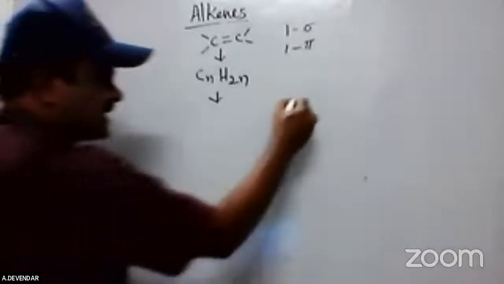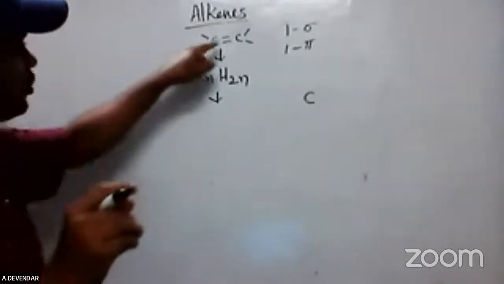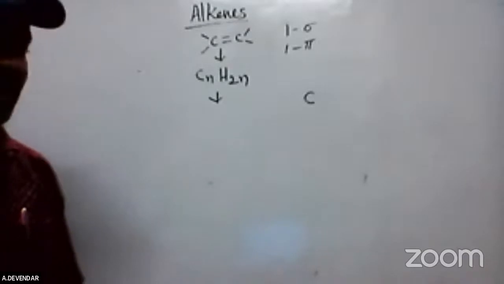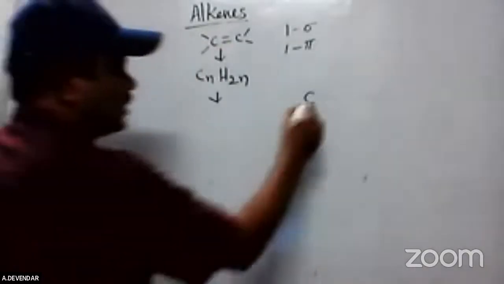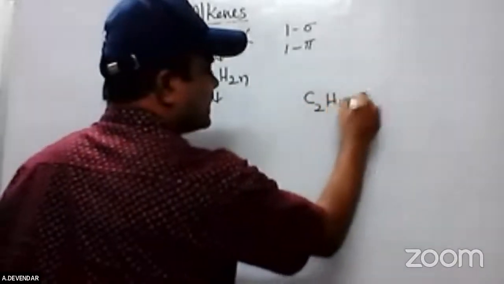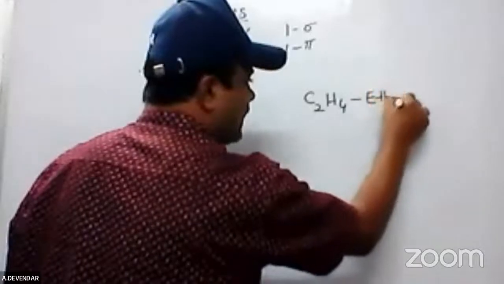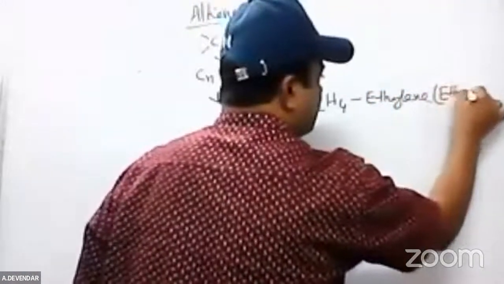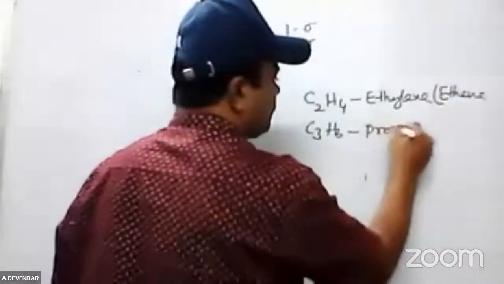If you see the members of the alkenes, first you have to remember that alkenes compulsorily have 2 carbon atoms. For alkanes, only 1 carbon is there, methane, but here the 1 carbon member is not there in the alkenes because you require a double bond. So C2H4 is called ethene, but commonly I am pronouncing this as ethylene. The IUPAC name is ethene. And C3H6 is propene.